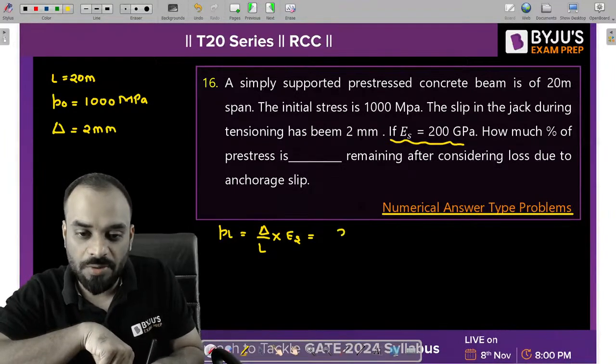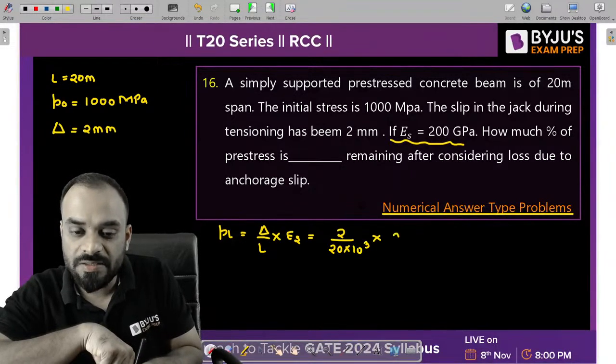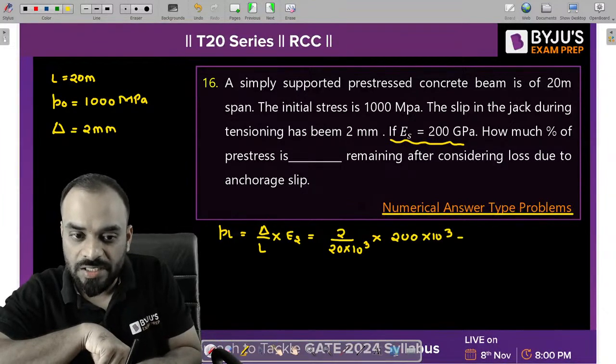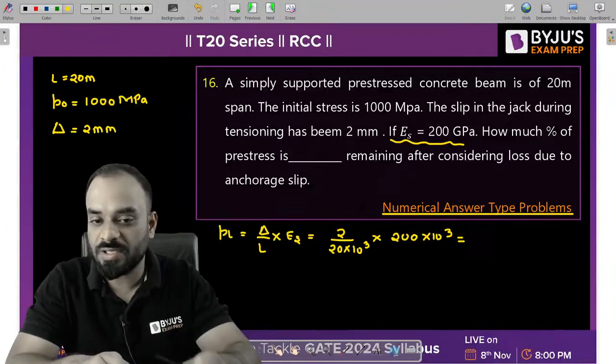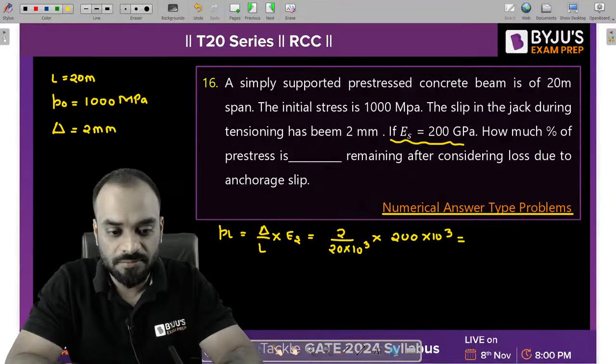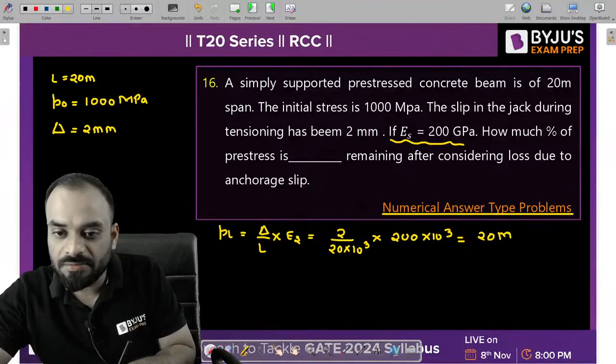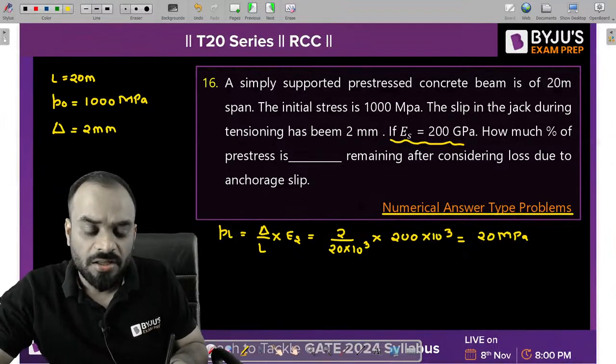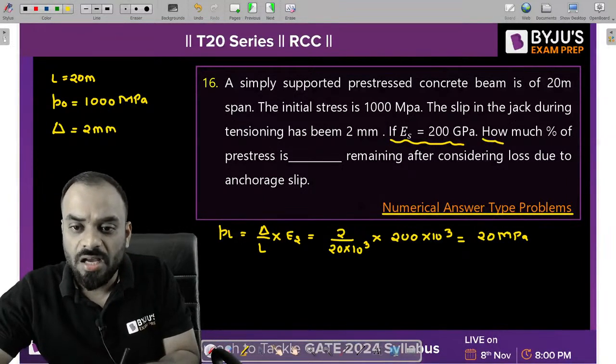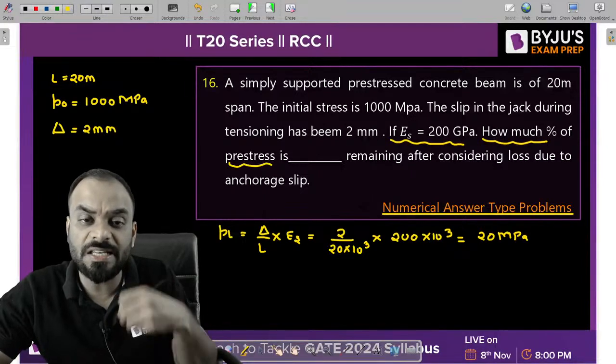So del is equal to how much? 2. L is equal to how much? 20 meter. So 20 into 10 raised to power 3 multiplied by ES, it is 200 gigapascal, 200 into 10 raised to power 3. Let's calculate what is the loss of pre-stress which is occurring in this case. So guys, this value is coming around 20 megapascal. Correct? Now we just need to estimate how much percentage of pre-stress is remaining.